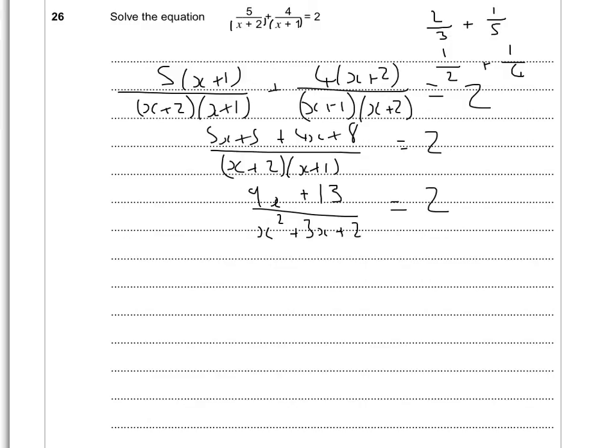Now, that doesn't look nice. The thing I don't like about this is I'm dividing by a great big chunk of maths. I don't like dividing this by this horrible piece of maths, so I'm going to times both sides by this horrible piece of maths. That will cancel out this division. So timesing both sides by that, this side will just become 9x plus 13, and this side will become 2 lots of that.